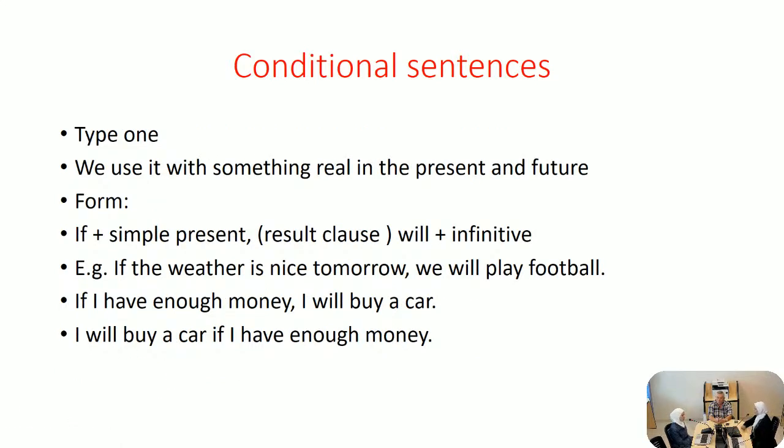Type 1 of the conditional sentences is used with something real in the present and future. Its form is if with the present simple, and the result clause is used with will and the infinitive. If the weather is nice tomorrow, here the verb is present simple, and the result clause, we will play football, is used in the future. If I have enough money, I will buy a car. I will buy a car if I have enough money. We can change the place of the result and the main clause. It doesn't matter, but we have to stick to the tenses that we use. And when if is in the middle, we don't need to use a comma.